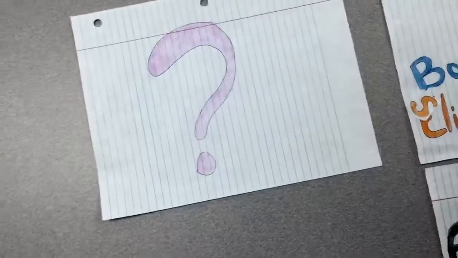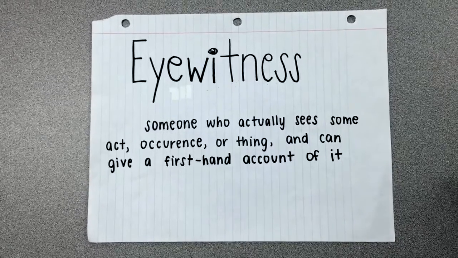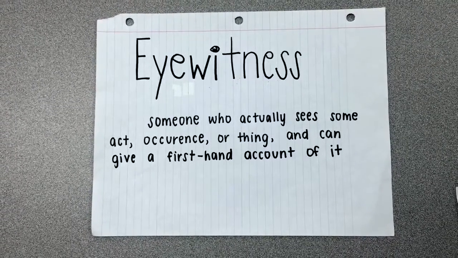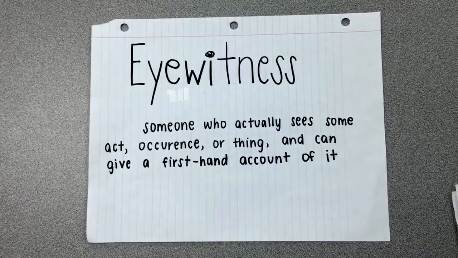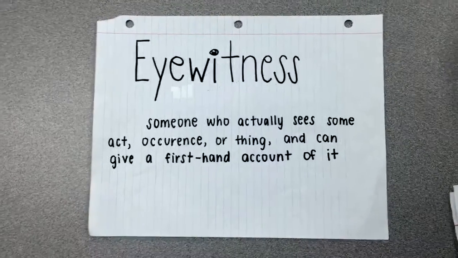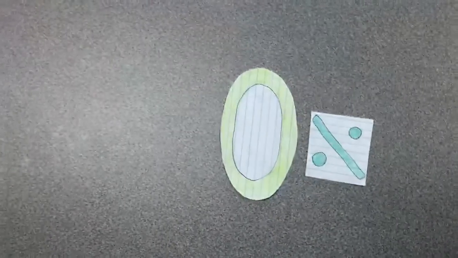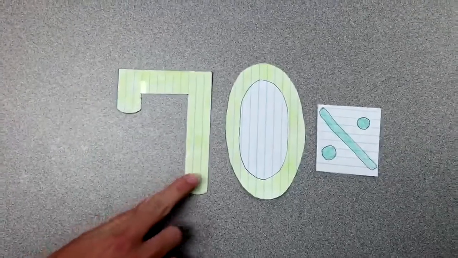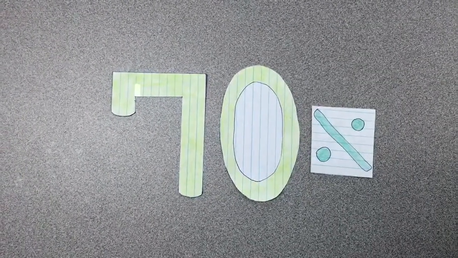What is an eyewitness? An eyewitness can be defined as someone who actually sees an act, occurrence, or thing and can give a first-hand account of it. However, in some cases, eyewitness misidentification occurs. As reported by the Innocence Project, eyewitness misidentification is the greatest contributing factor to wrongful convictions proven by DNA testing, playing a role in more than 70% of convictions overturned through DNA testing worldwide.